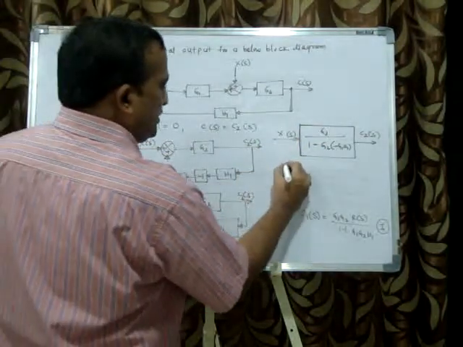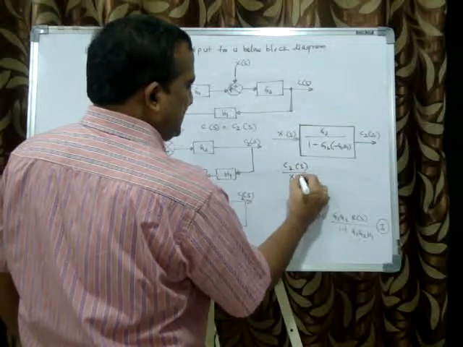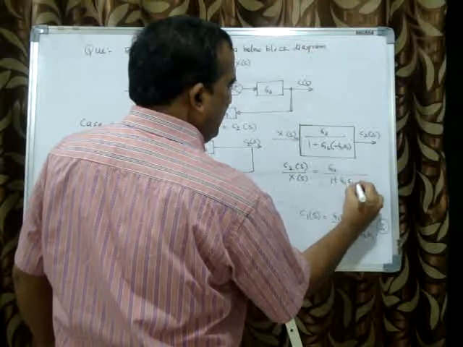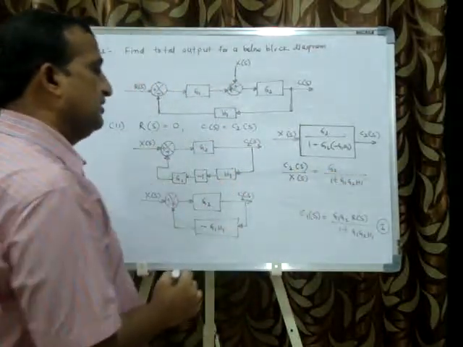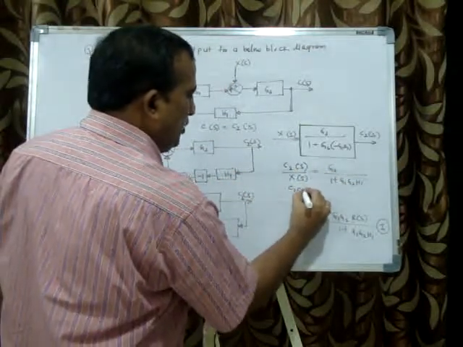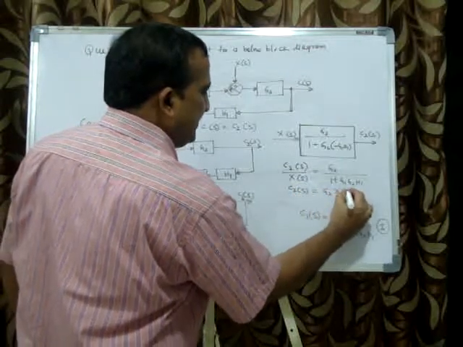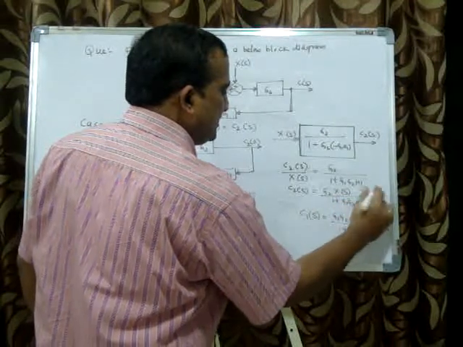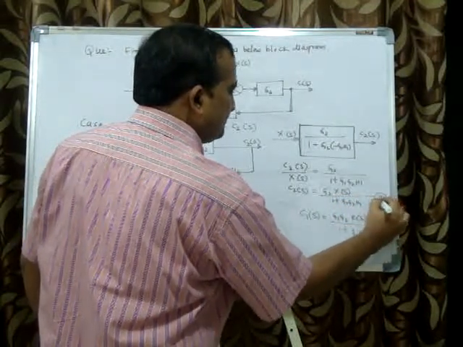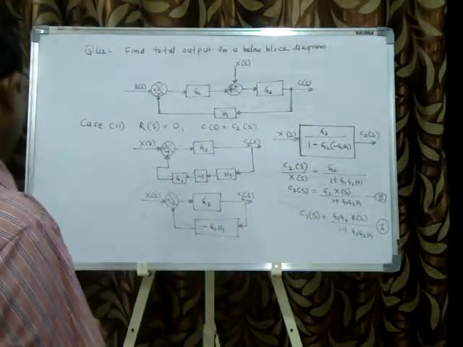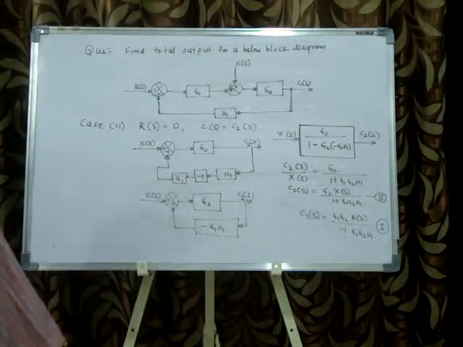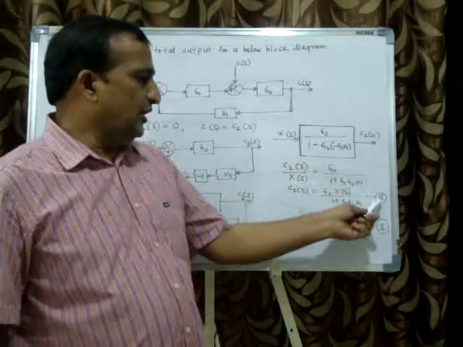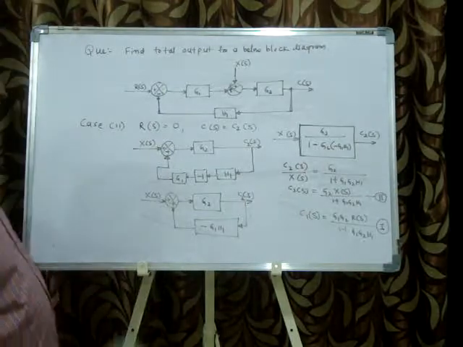Now C2 divided by X of s equal to G2 divided by 1 plus G1 G2 H1. This is the second transfer function. So C2 of s equal to G2 X of s divided by 1 plus G1 G2 H1. This is equation 2. Now I'll add equation 1 and 2. I'll get the total output. I'll get C of s.